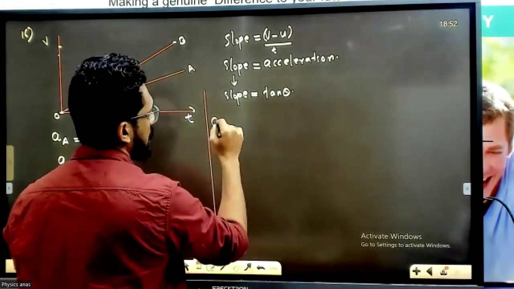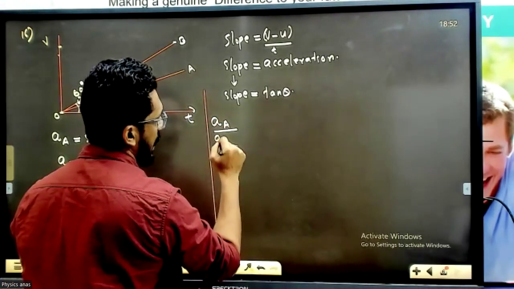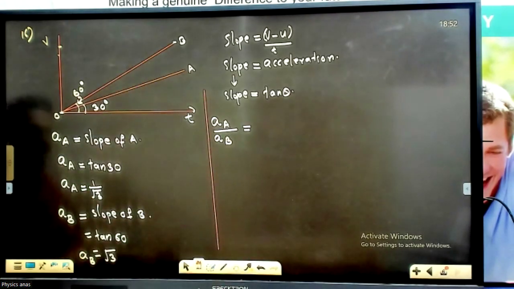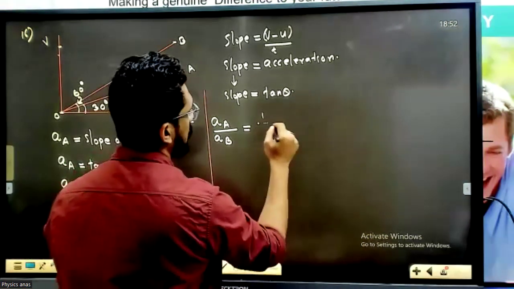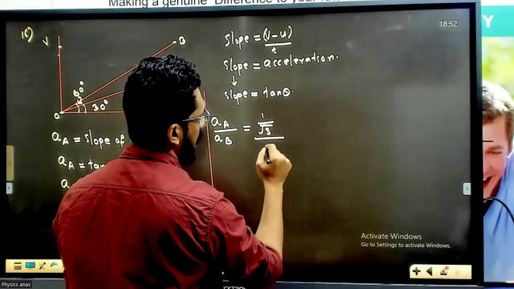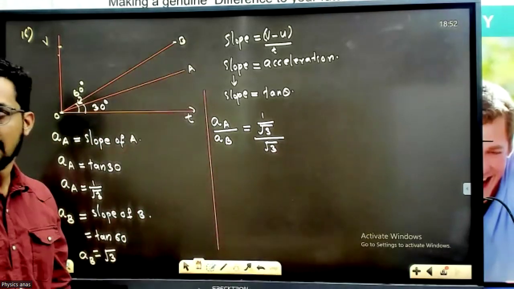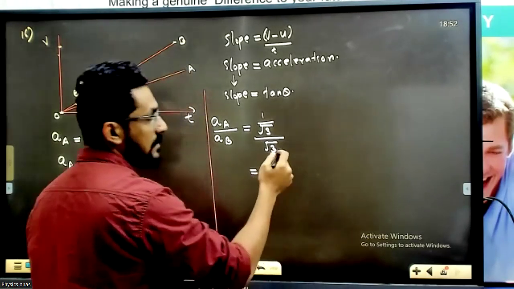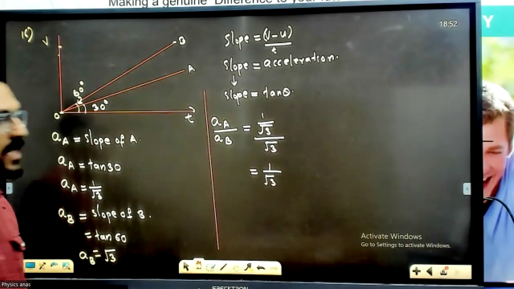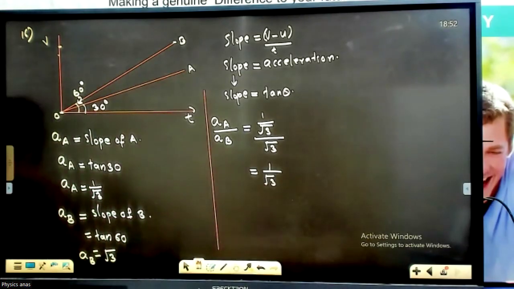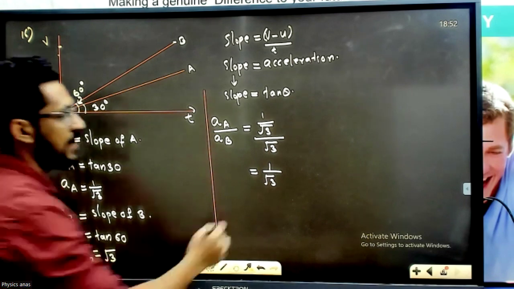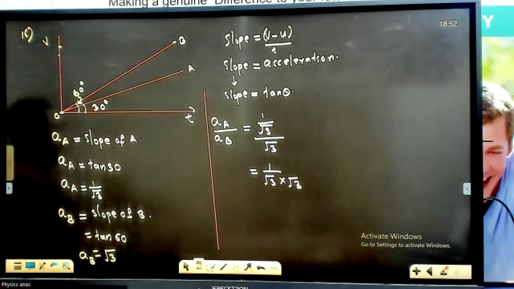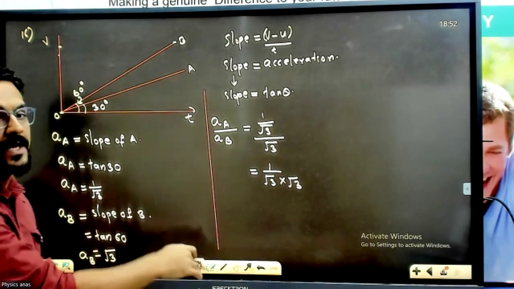And the ratio between acceleration of A and acceleration of B, what is that? AA by AB. 1 by root 3 divided by root 3. Take the reciprocal and multiply. The reciprocal of root 3 by 1 will be 1 by root 3 again. So 1 by root 3 into 1 by root 3.